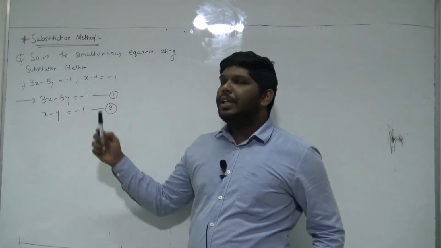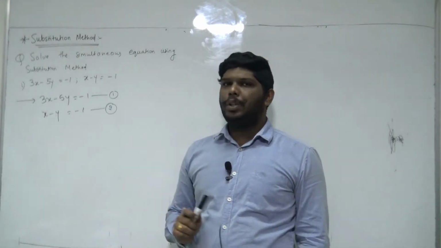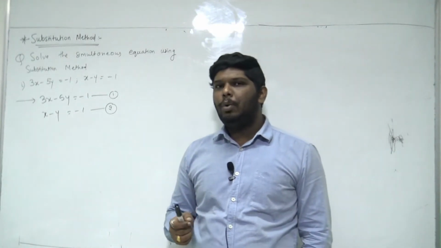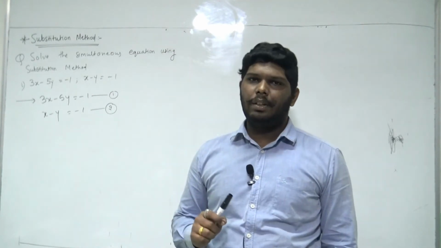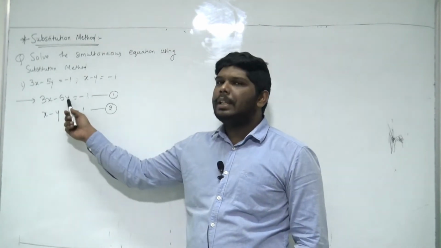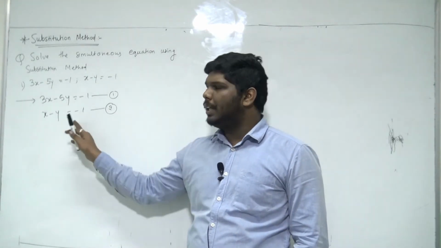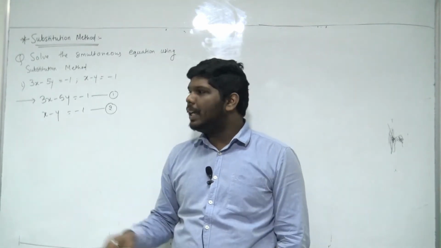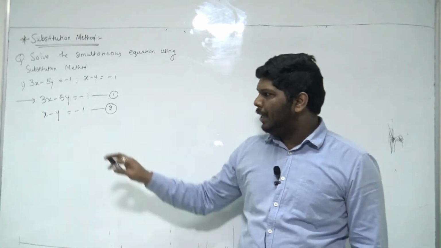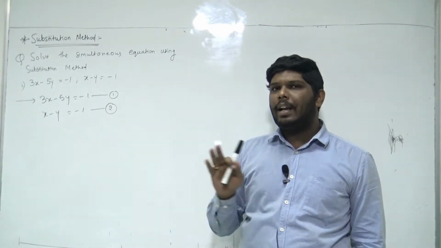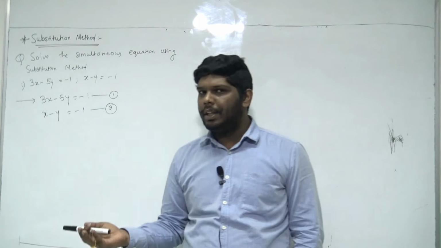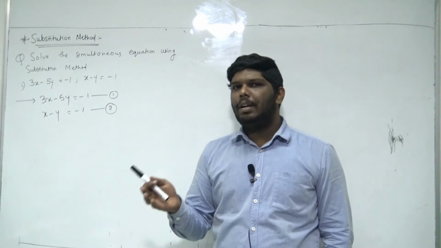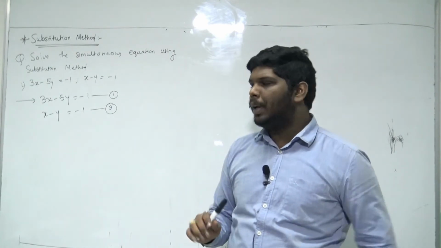Now what is the first step after numbering the equations? You will select the easiest equation, and you will try to represent one variable in the form of the other. If I ask you, 3x minus 5y is equal to minus 1 or x minus y is equal to minus 1, which one is the easiest equation? You will say, sir, equation number 2 is easy as compared to the first one, right? So we'll take equation number 2 and write the value of one variable in the form of the other, meaning either you can represent x in terms of y or y in terms of x. Both the options are open for you, right?